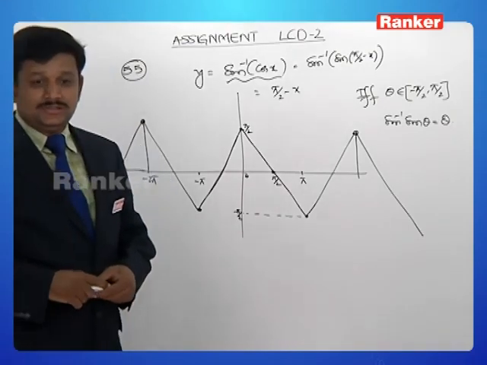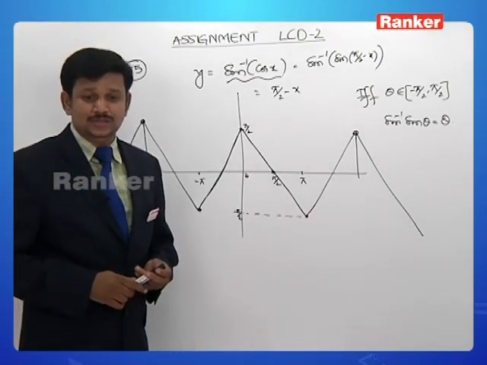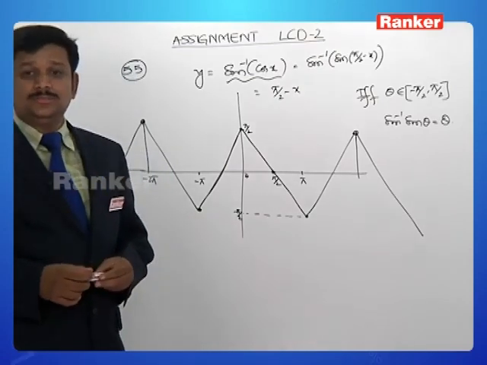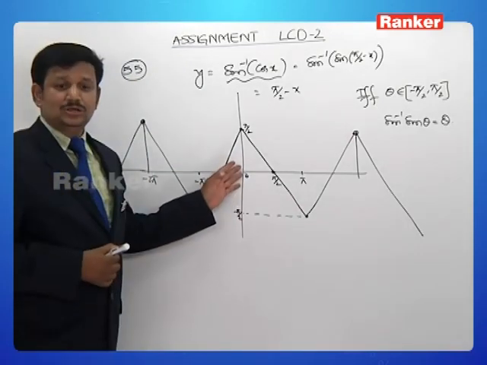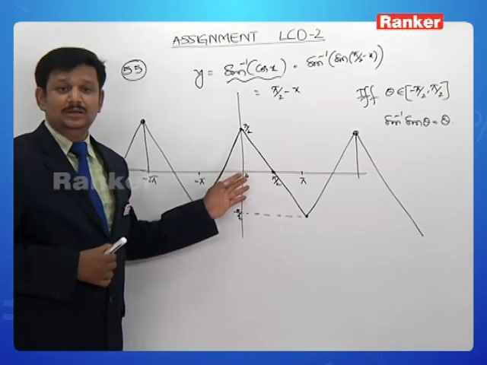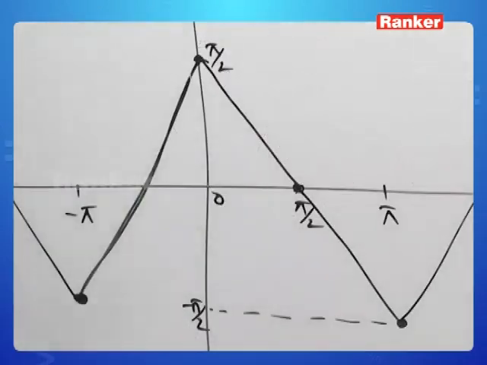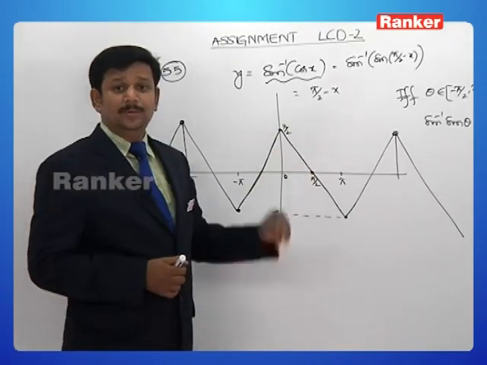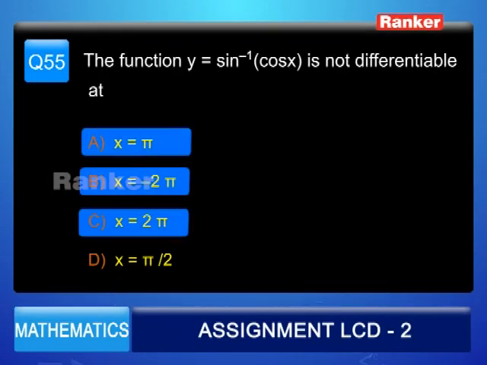Let us look at the options. The function is not differentiable at option A, pi. This is true. Minus 2 pi is also a multiple of pi. It's true. At x equal to 2 pi, that is also a multiple of pi. So C is also right. And option D, x is equal to pi by 2. Pi by 2 is not a multiple of pi. At pi by 2 the function is differentiable and the derivative is equal to minus 1. So the right answer is A, B and C.